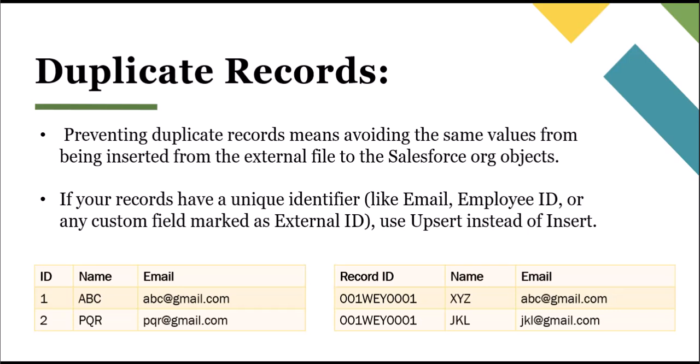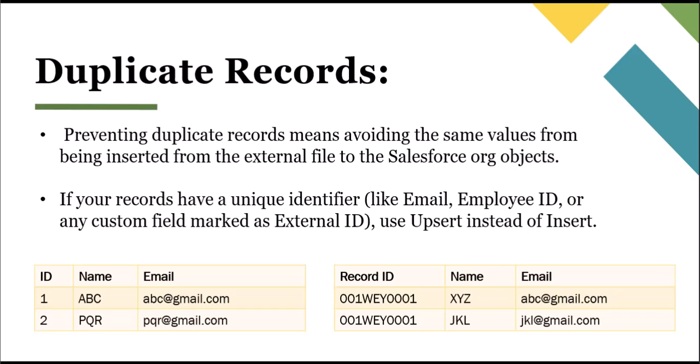In the Salesforce org and the external file, we have one email field. In the Salesforce org, the email field is marked as an external ID. That means when we perform the upsert operation, this email field is used as a unique identifier. For example, in the external file we have ID1, name ABC and email abc@gmail.com. While performing the upsert operation, this email field that we marked as an external ID will get checked between the external file and the Salesforce records. If the email matches, then the record will get updated. In this example, the Salesforce record has the name XYZ. This name will get replaced with the name from the external file, which is ABC.